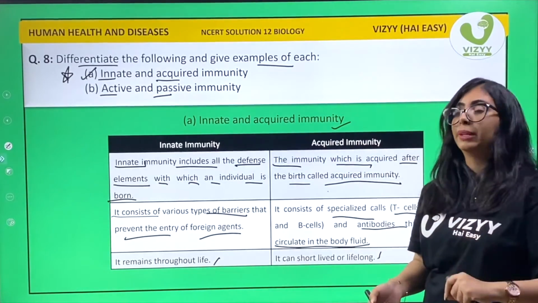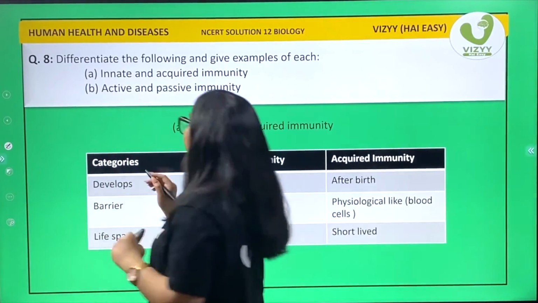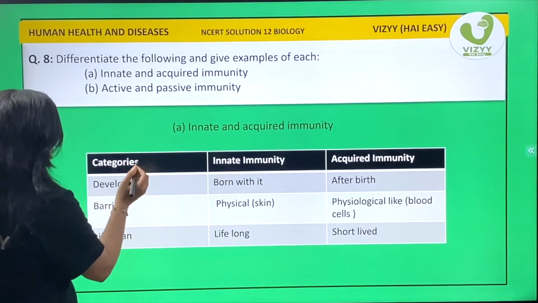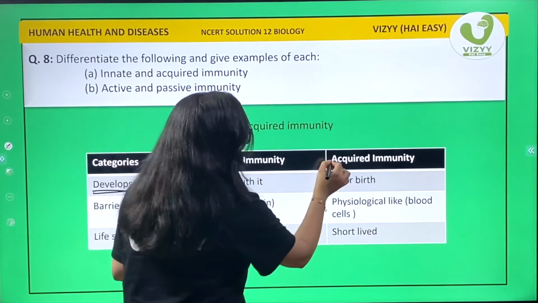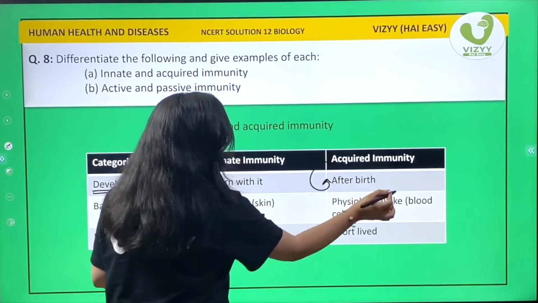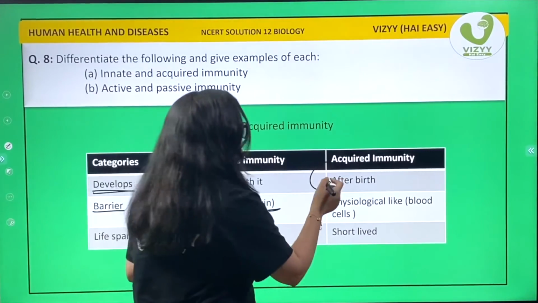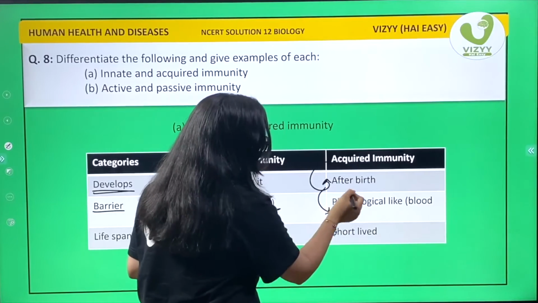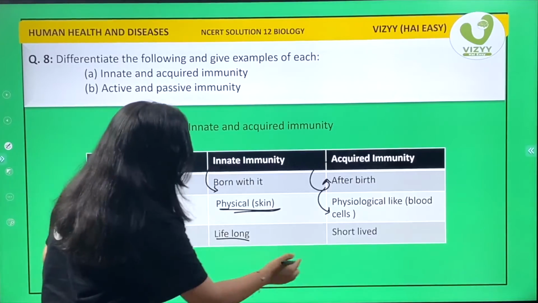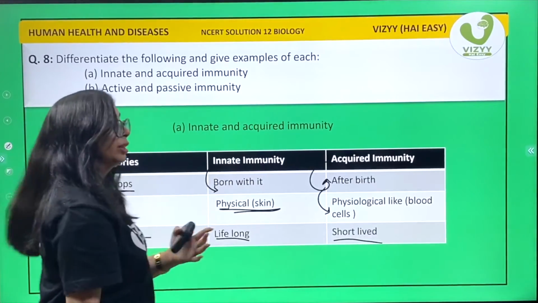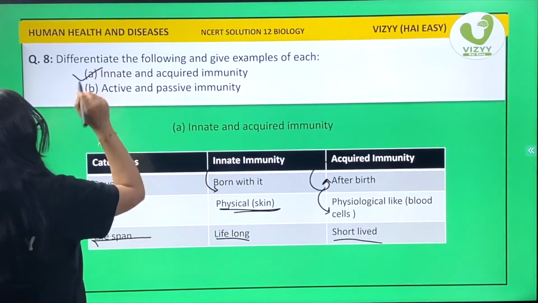Now, we'll columnize it. Let's make categories. It develops, when innate, you are born with it; acquired is after birth. Barriers are physical, for example skin, whereas in acquired they are physiological, like blood cells. Lifespan of innate is lifelong, whereas acquired immunity is short-lived. Okay, students, so we are done with your difference number 1.